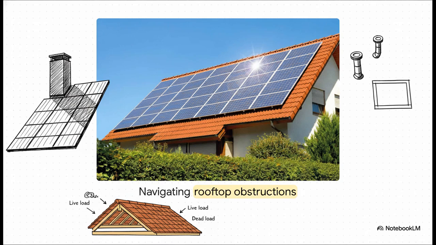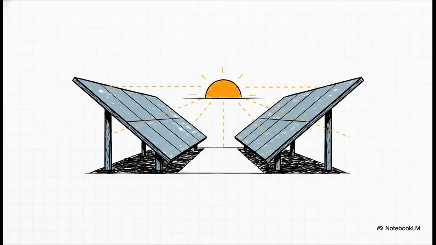But hey, if you do go with a rooftop layout, you've got to execute a flawless structural assessment. You have to verify the integrity of the tile or membrane, you need to assess the live and dead loads, and most importantly, you have to position that array to completely avoid shading from structural elements like chimneys, vents, and dormers. Which brings us right back to our very first warning about the devastating power of a single shadow.